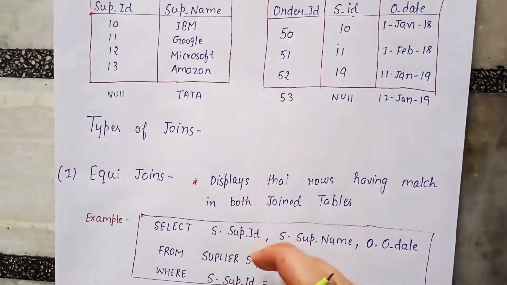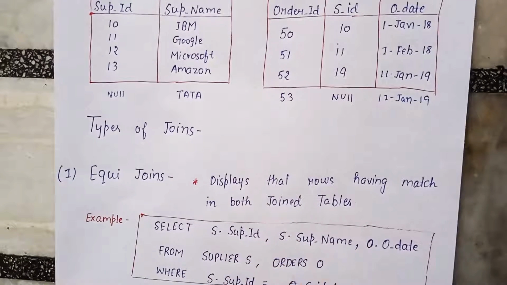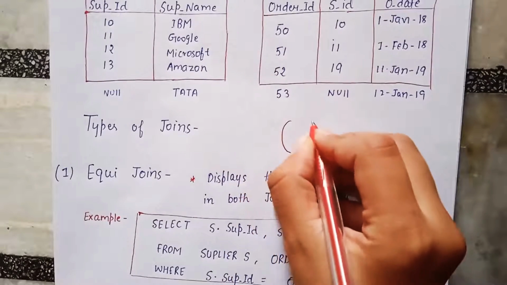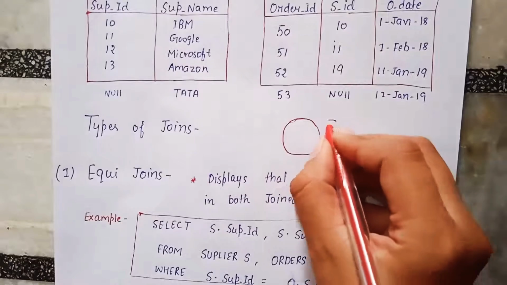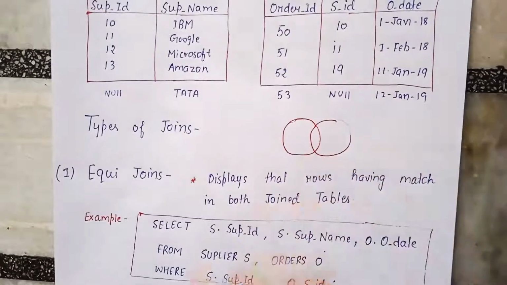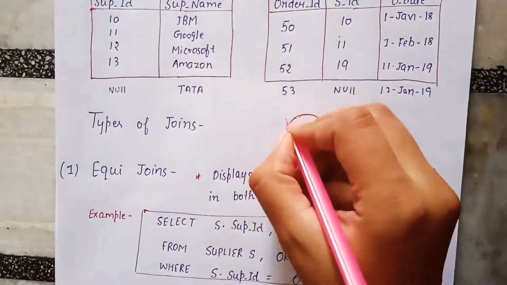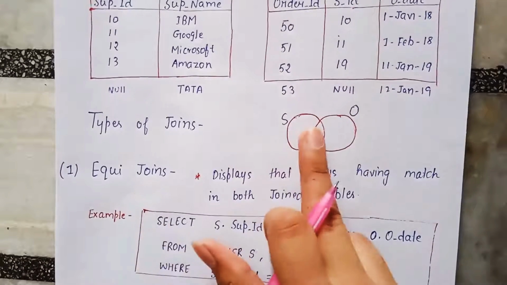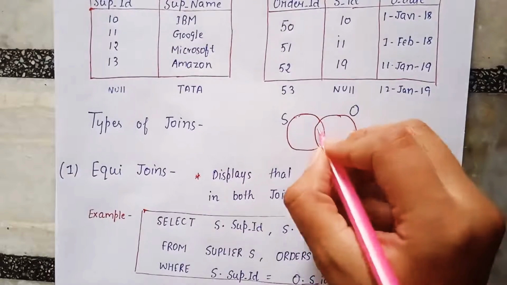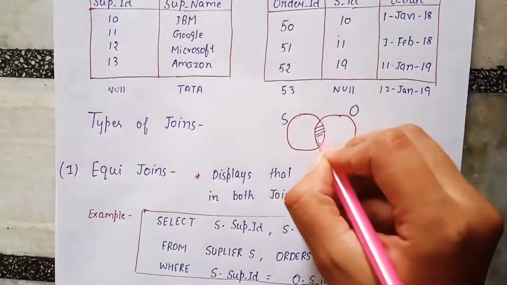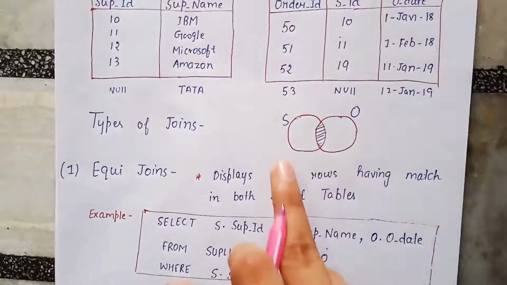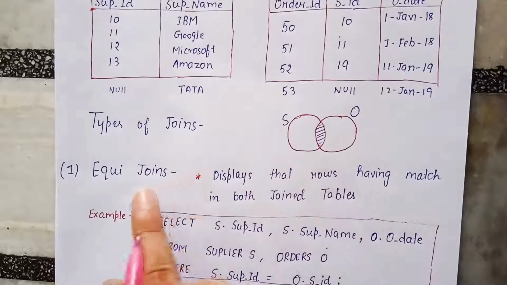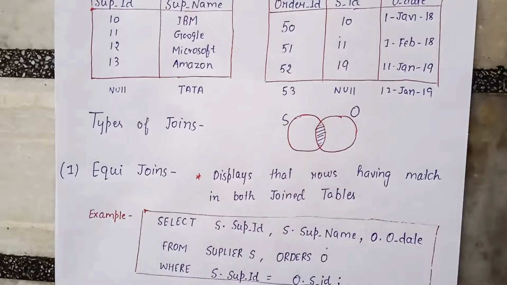Now if we represent this equijoin diagrammatically, it will be represented like this. This is one table, this is another table, this is the supply table, and this is the order table. After applying this equijoin on those two tables, what kind of data will we get? We will get only the data that is common in both tables. So this is the Venn diagram representation of the working of equijoins.